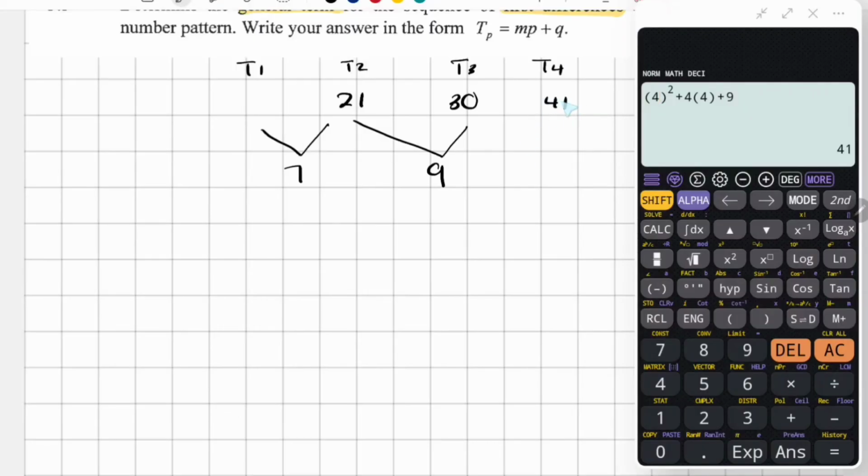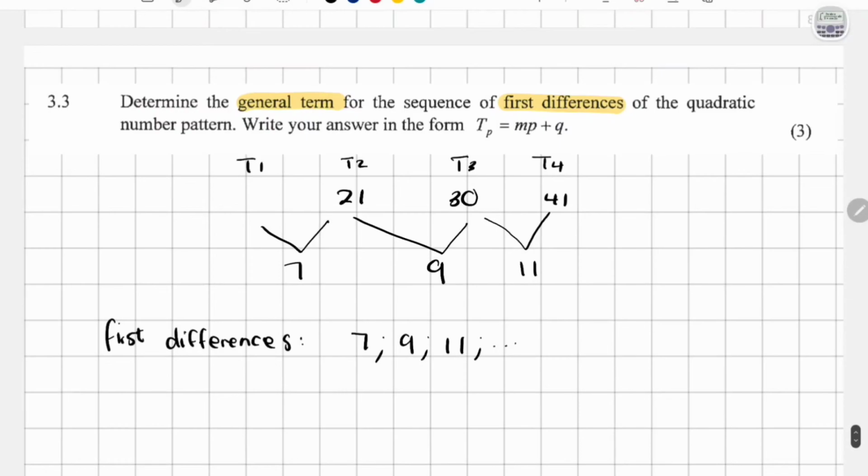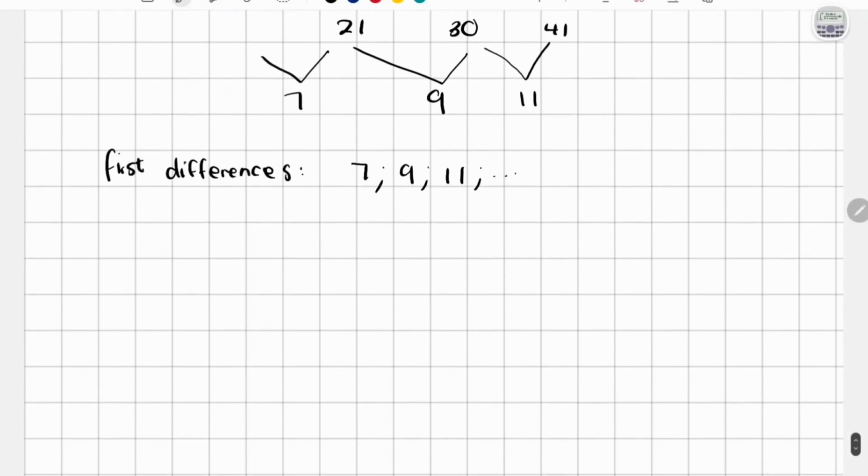If you say 41 minus 30, you're going to get 11, which is your third term in your first differences. So your first differences just look like this: 7, 9, and 11. And this keeps going. So with this, we can just go ahead and find this formula.